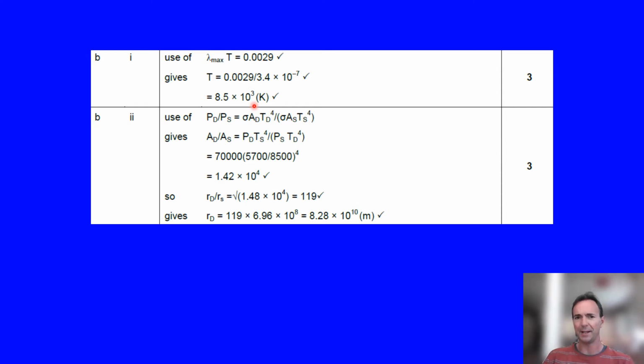Do not include any more significant figures, because they will penalise you, because that's 3 marks. Look at these, they are equivalent 3 marks for each. Get the Wien's law stuff right.